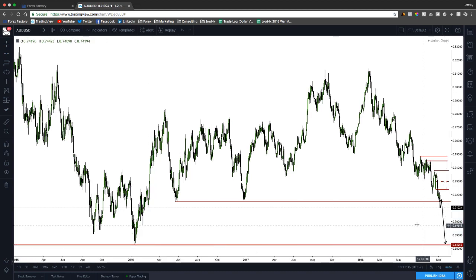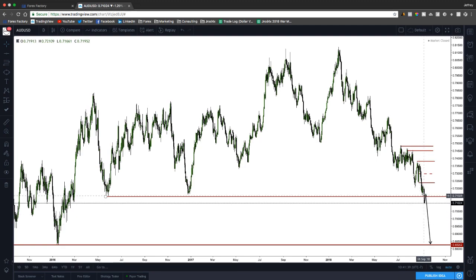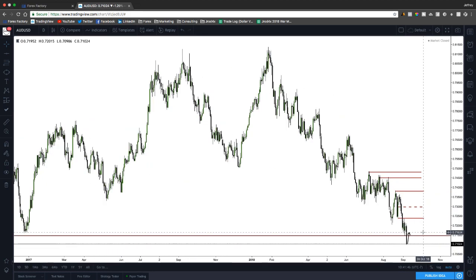Okay, so that's pretty much how I'd look to play it. See, so we've traded below, traded up, retested, and sold it off into here. So that's what I'm looking at for Australian dollar.